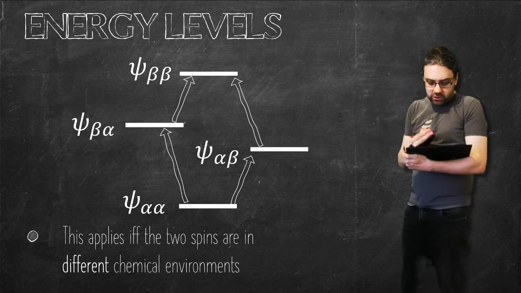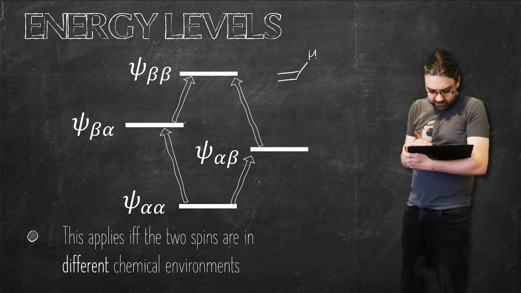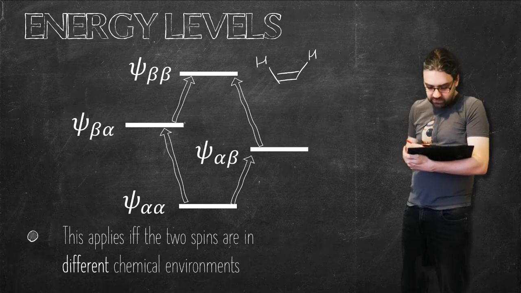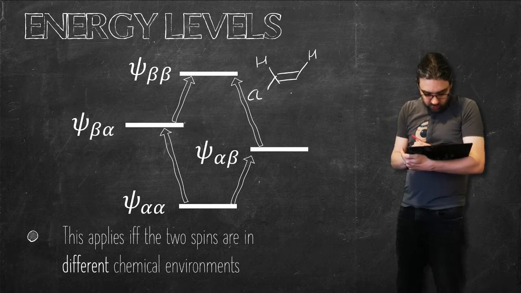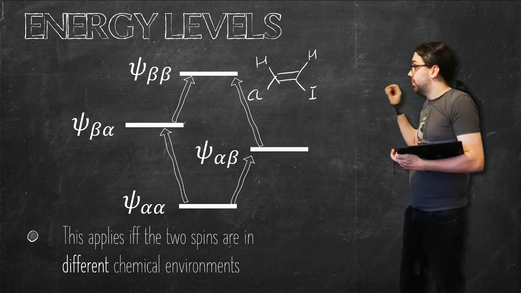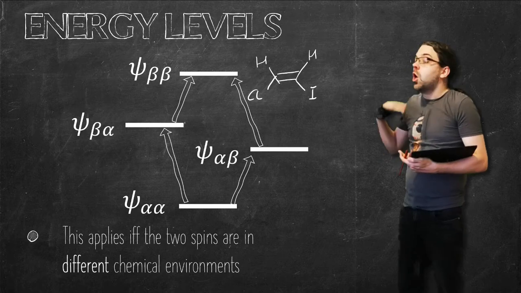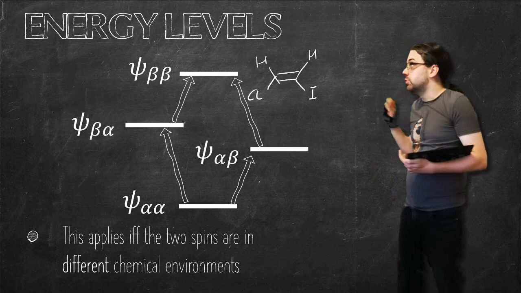So if we've got, let's just draw a molecule, and let's make it an ethane derivative. Those would be in the same chemical environment. But if we put chlorine there and iodine there, for instance, now they're in a different chemical environment. Those 2 protons can be distinguished. They would be described by this energy level diagram and we get 2 doublets out.